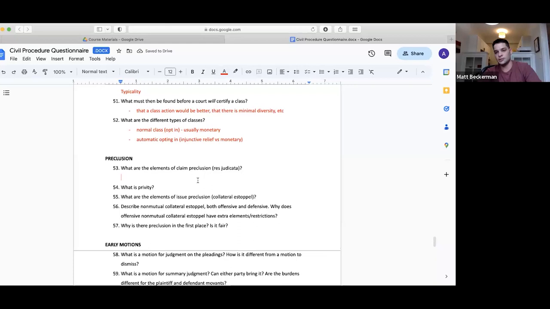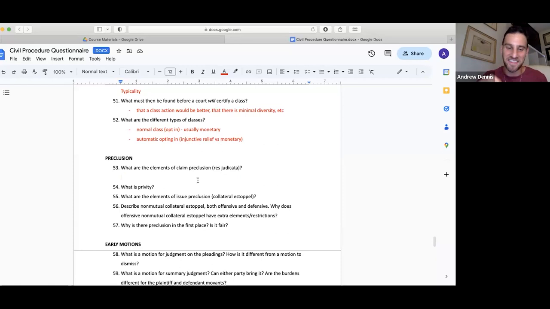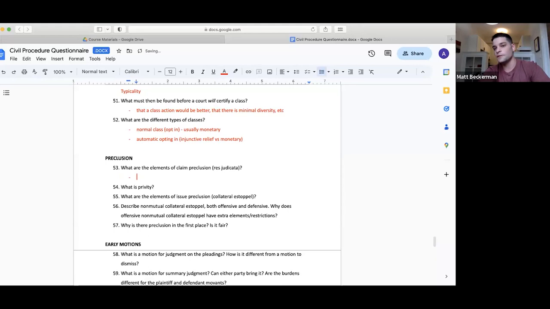Okay, I know I've said it 7 times, but I think this is the hardest part of civil procedure. Claim preclusion and issue preclusion. Res judicata and collateral estoppel. I don't even want to think about it too hard. Matt, can you just do your best to give me a definition of claim preclusion? Yeah, so first we have to go over the difference between claim preclusion and issue preclusion.